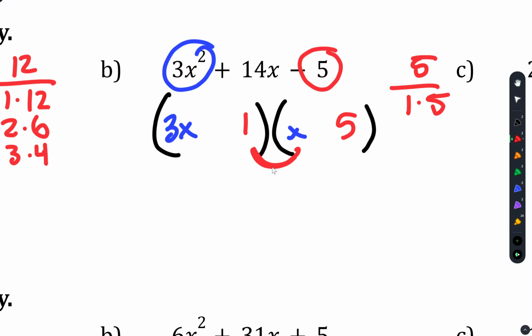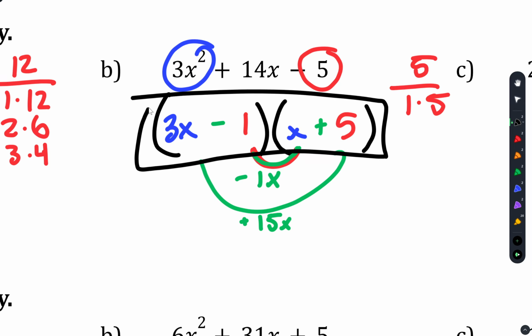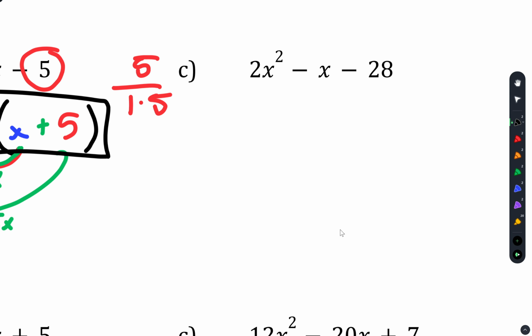Inside's 1x. And outside's 15x. To get to a positive 14, I'm subtracting 1. And you would check that and all that good stuff. Any questions there? Okay. And then the last one.